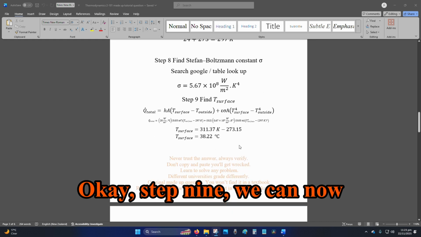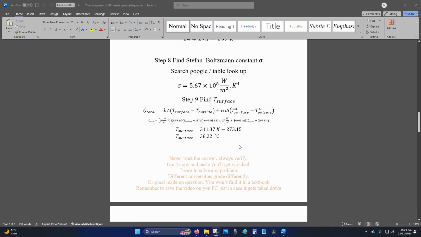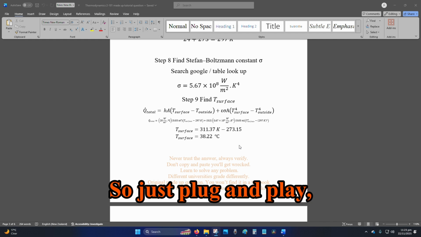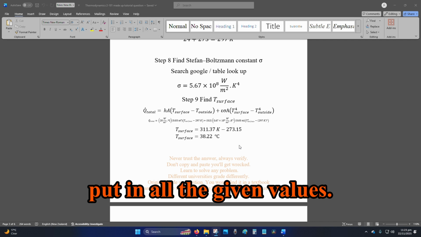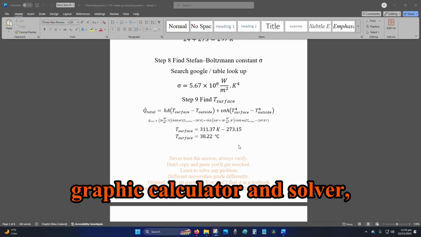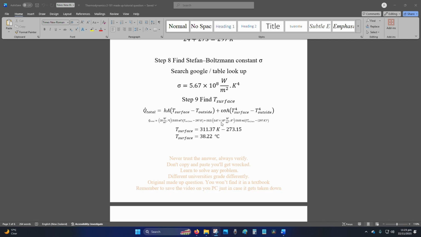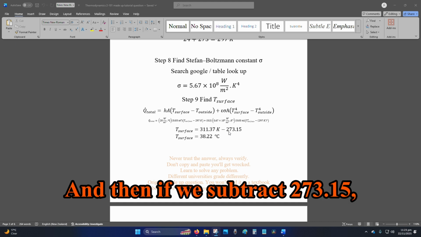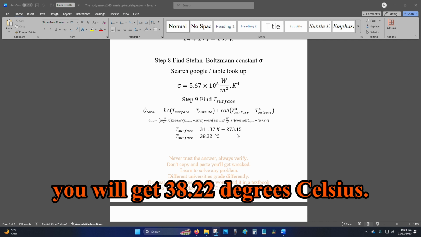Okay, step 9. We can now find the surface temperature of the iron. Just plug and play, put in all the given values, and then in your graphic calculator and solver, you will get 311.37 Kelvin. And then if we subtract 273.15, you'll get 38.22 degrees Celsius.